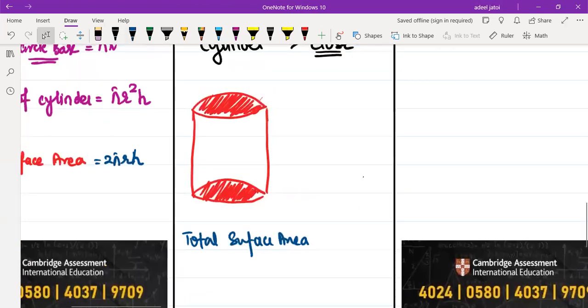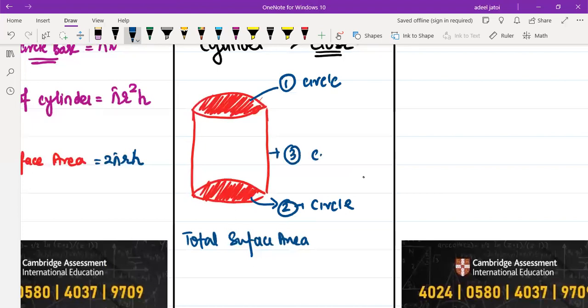Now, if it is closed, surface area means area of all the shapes in the figure. So how many total shapes do we have in the cylinder? This is your first circle. Then this is your second circle, and let's say this is the third shape, which is the curved surface area. So we have circle, curved surface area, and circle again.